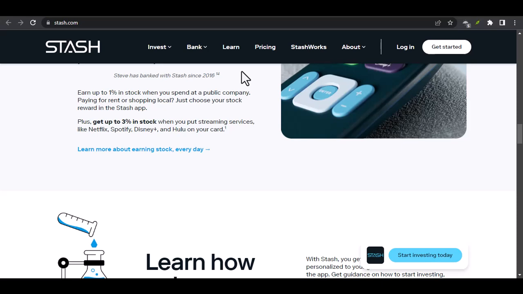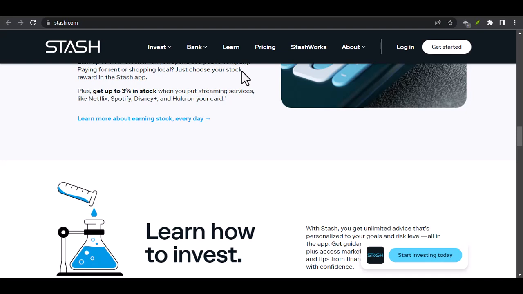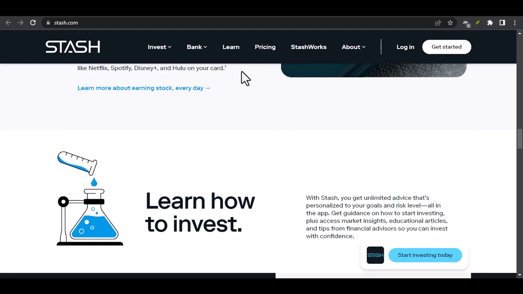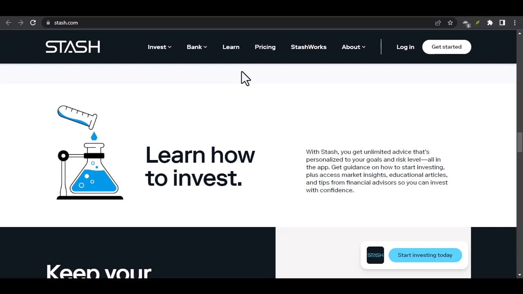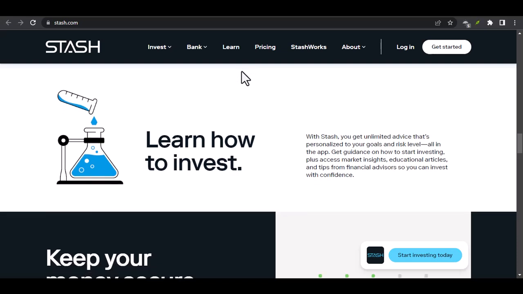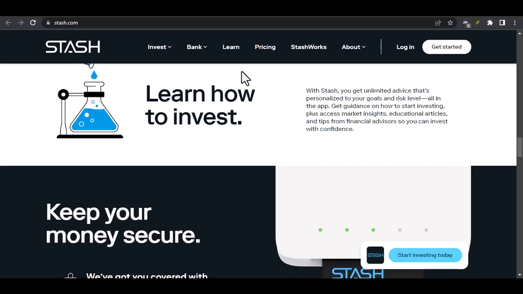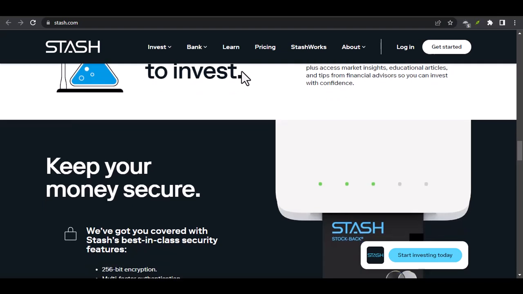Troubleshooting transfer issues. If you're facing transfer issues, here are some steps you can take to resolve the problem. Check your account. Ensure that your account is in good standing and that there are no pending issues or restrictions. Review transfer limits. Verify that you're not exceeding any daily or monthly transfer limits. Contact Stash support. If you're still unable to transfer your money, reach out to Stash's customer support team. They can provide specific information about your account and help you resolve any issues.